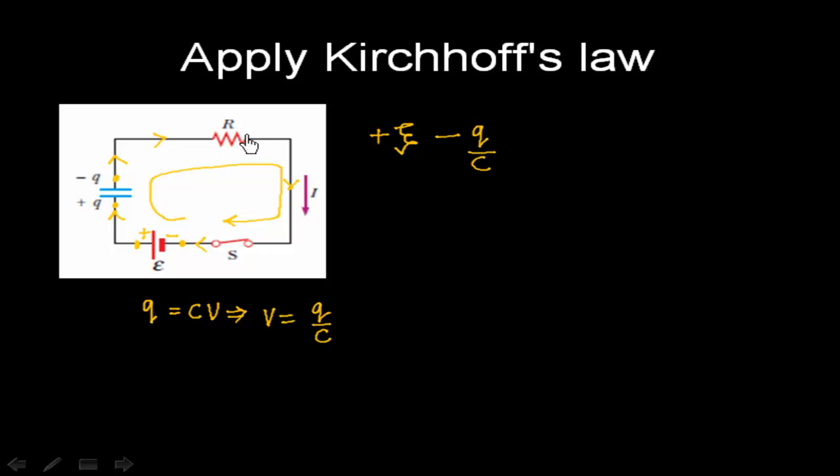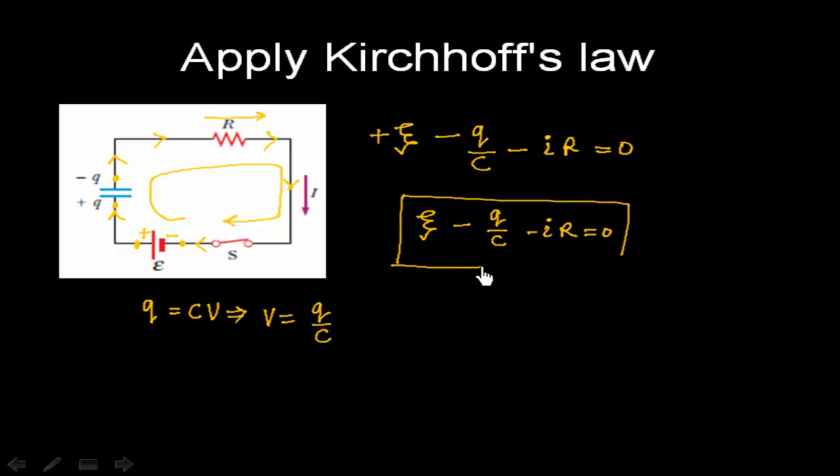Now potential, we are going in the direction of current. So current is flowing in this direction. We are also moving in this direction. So there is a negative sign, that is a decrease in potential through this resistor, and the value will be I times R. So we can write xi minus Q by C minus IR equals 0. So this is the equation for the RC circuit.